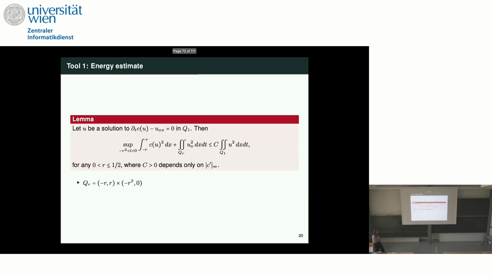So first, a couple of tools that are useful in the proof. An energy estimate: we show that for weak solutions, the L infinity L2 norm of C of U and the L2 norm of the spatial derivative are bounded by the L2 norm of U. This is, I would say, a standard estimate that comes from the equation. And by the assumptions, we know this is universally bounded, so we get that these quantities are bounded universally. And this will be useful.